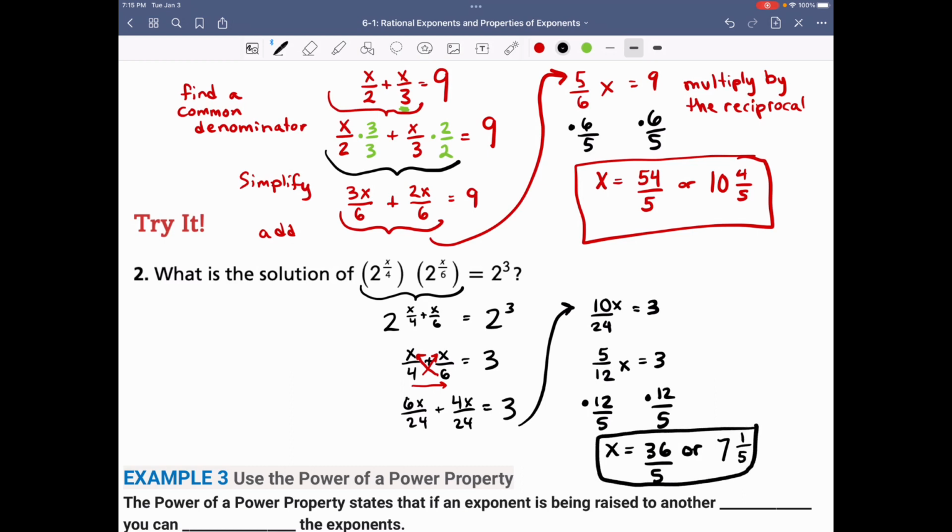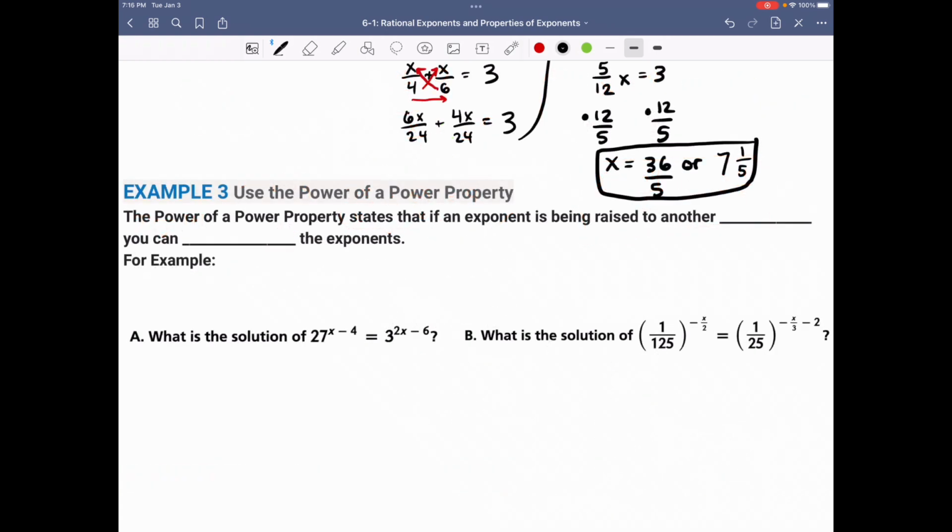Okay, that is some complicated math, but I think with some extra practice, maybe rewatching this video and trying these problems again and again until you can do it without the video, you will be able to get this. All right, for example 3, we are going to use the power of a power property.